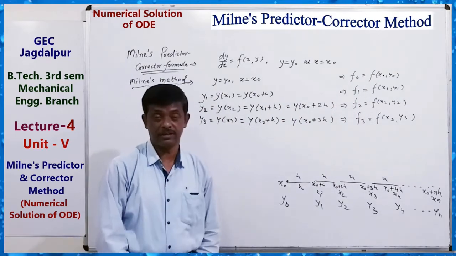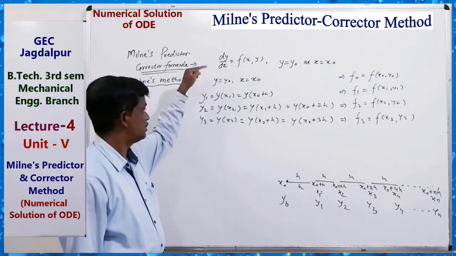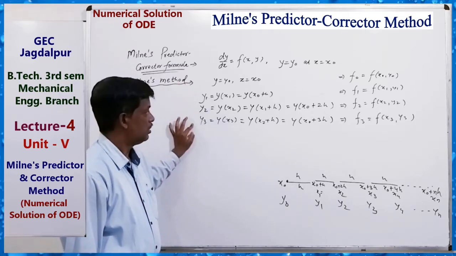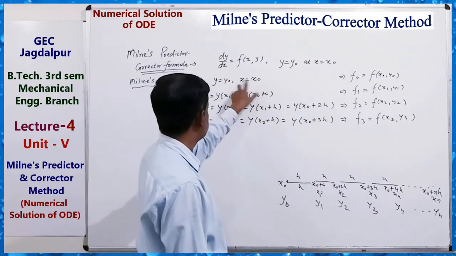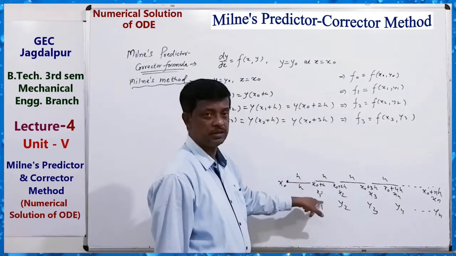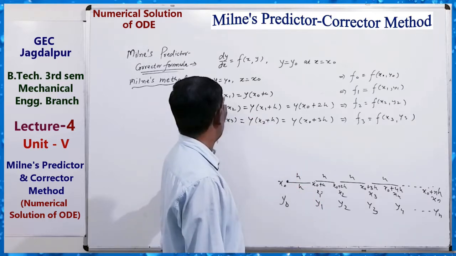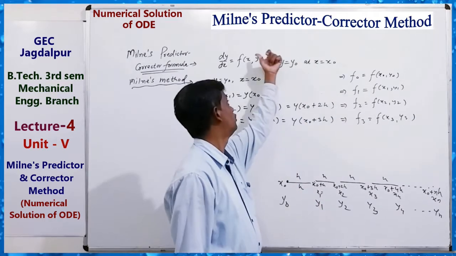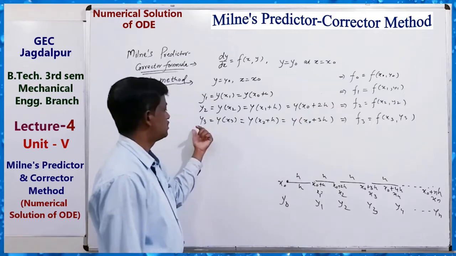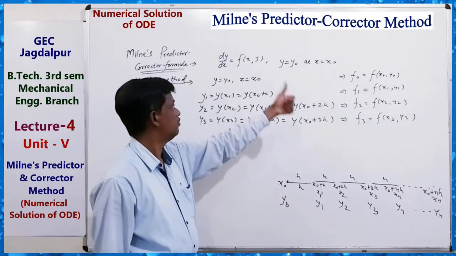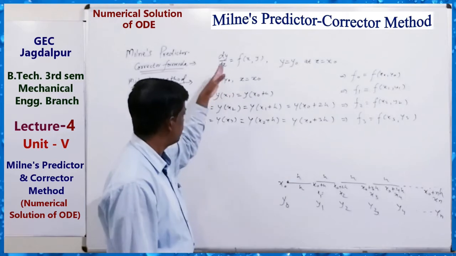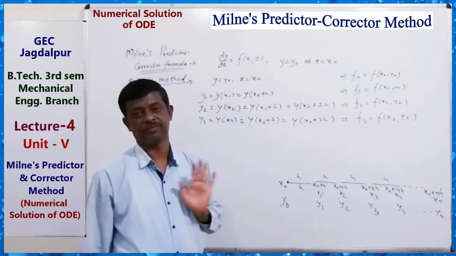So our target is this: y0 is given. Using it, we have to find the values of y1, y2, y3, and corresponding to x0, y0 we have to find f0. Corresponding to x1, y1, the next point, we find f1. Similarly x2, y2 gives f2, and x3, y3 gives f3. These can be found from this format. So we have 4 values of y corresponding to 4 values of x: x0, x1, x2, x3. Clear?